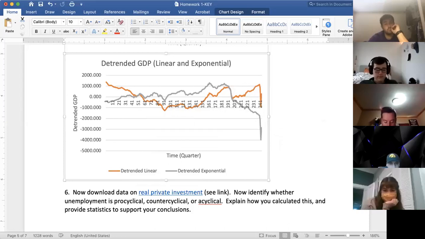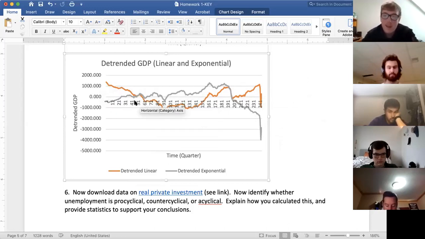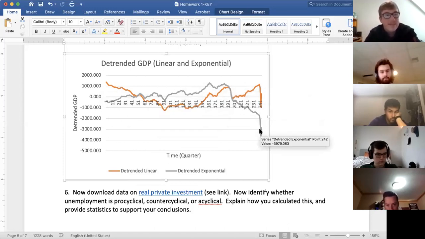And Jonah, let me give you a shout out. I think I actually stole your graph here. I actually liked how you did this and put them on the same graph. When I did it, I put it on separate graphs. I was like, oh, that's a good idea. Why didn't I think about that? So this is actually Jonah's graph of detrended linear and detrended exponential.